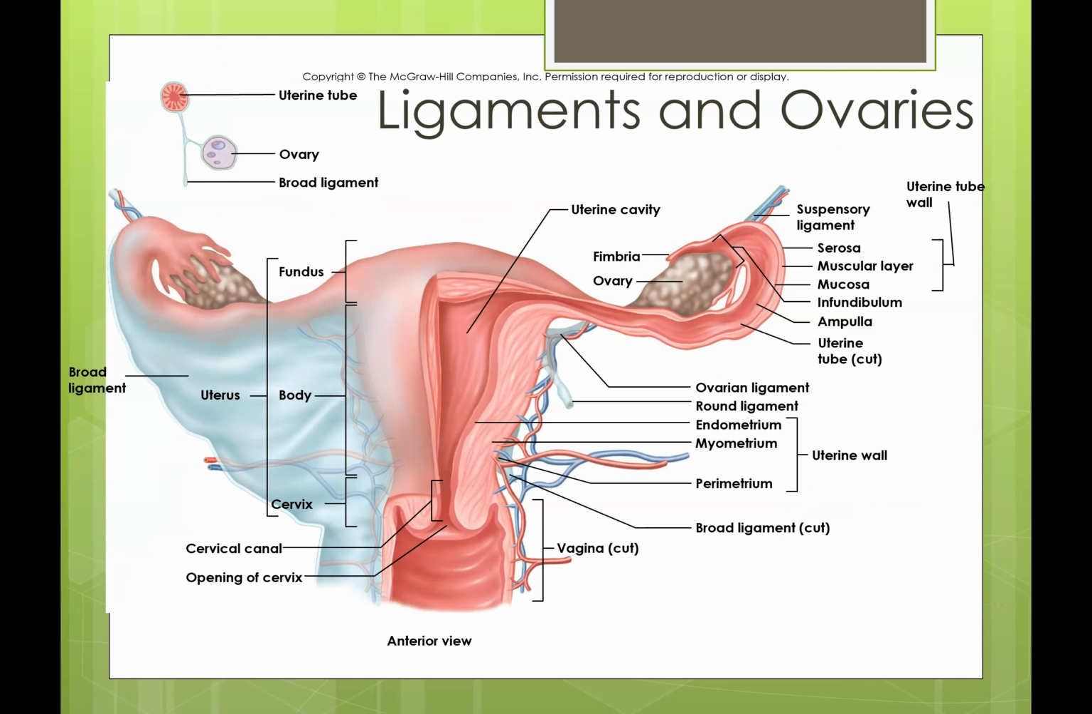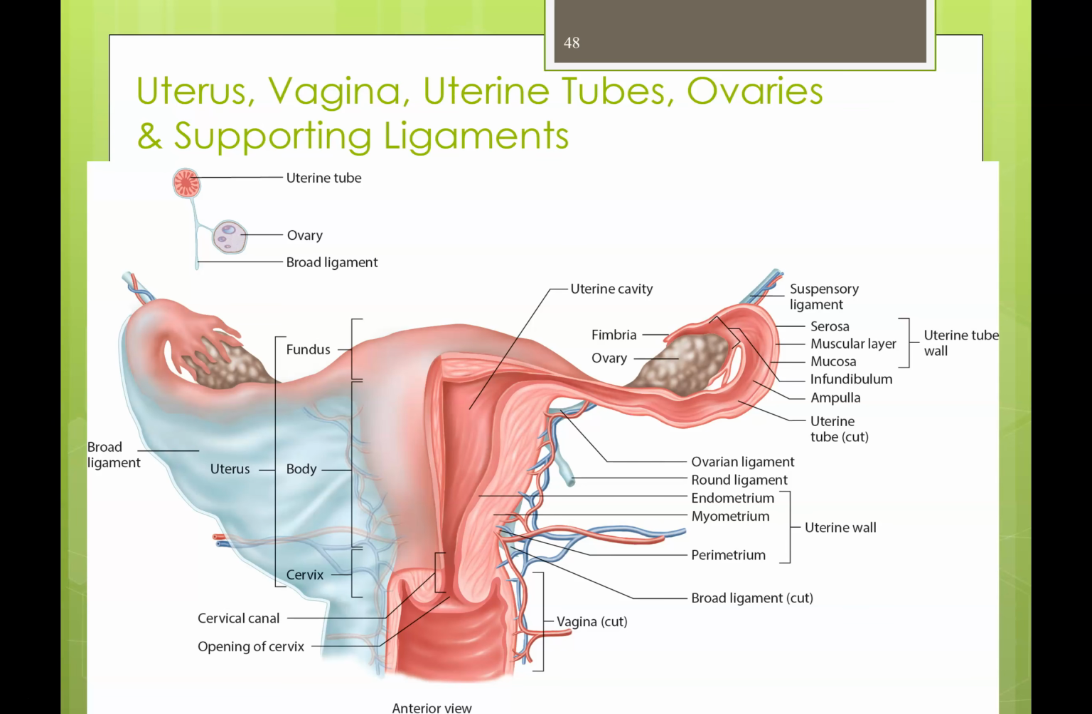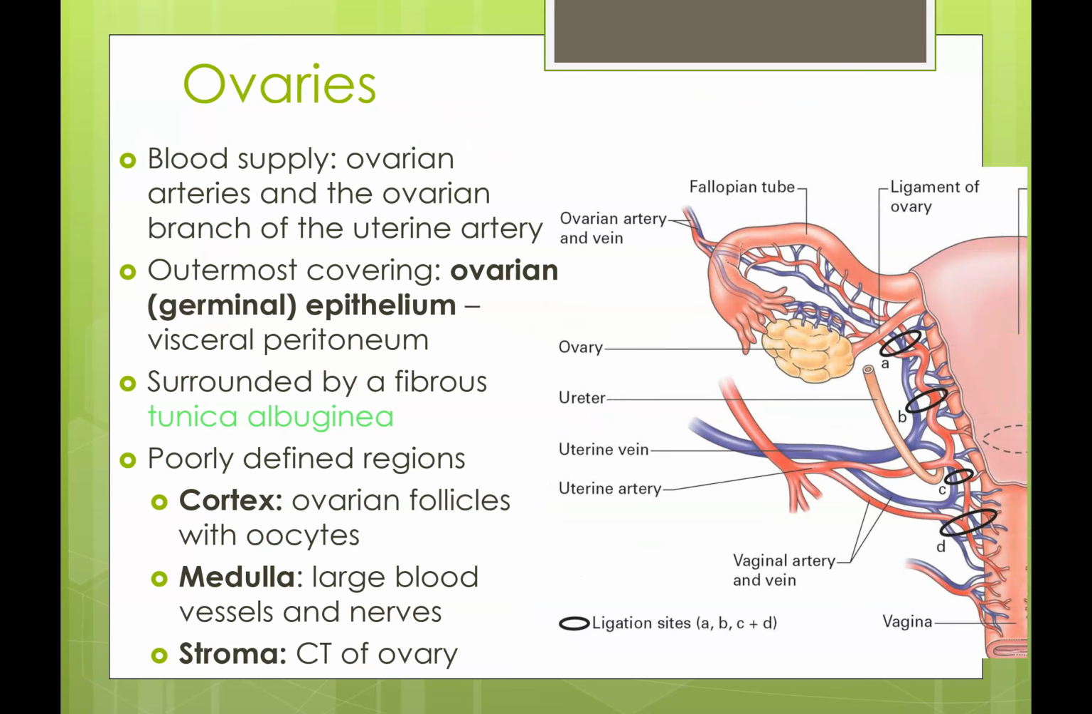Here's a figure that shows us some of those ligaments and the ovaries. We are going to talk about the full anatomy toward the end of this section. So I'm going to just breeze through these figures and you can come back and take a look at these on your own time. Now let's get into the ovaries.